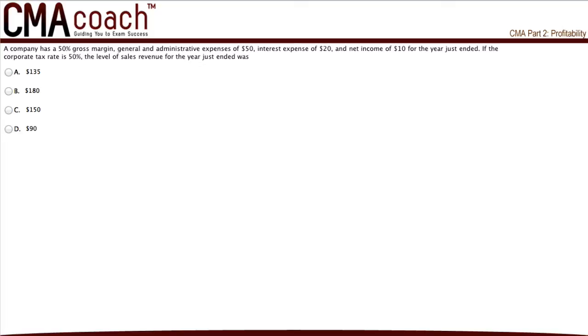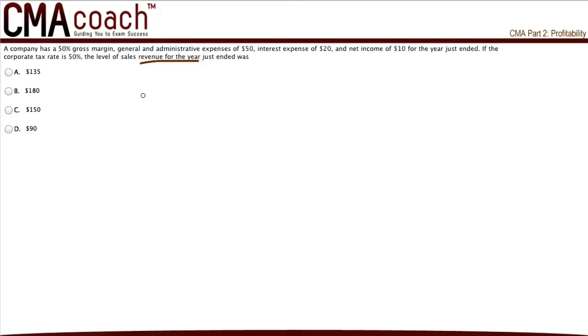A company has a 50% gross margin, general and administrative expenses of $50 million, interest expense of $20 million, and net income of $10 million for the year just ended. If the corporate tax rate is 50%, the level of sales revenue for the year just ended was. So we have to calculate the total revenue for the year for this company, okay?